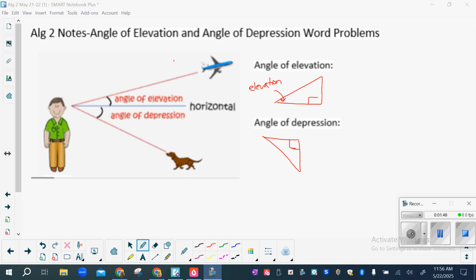Okay, so an angle of depression again is going to be this angle here. So this angle here is your angle of depression.